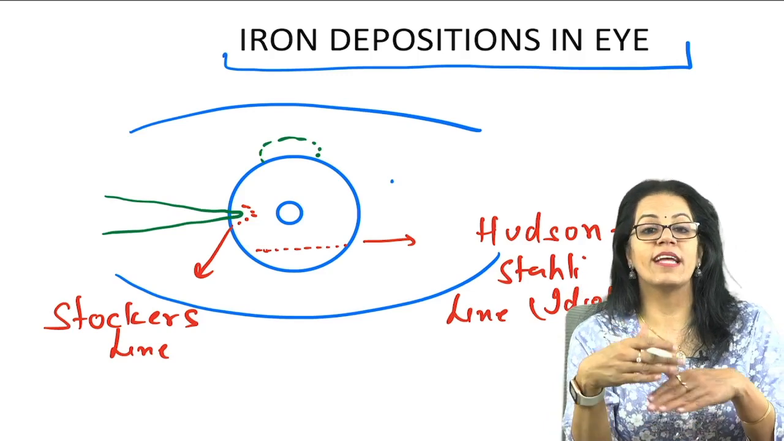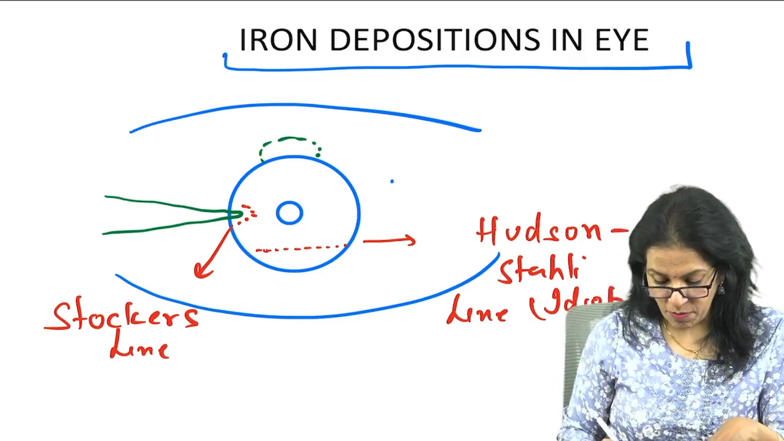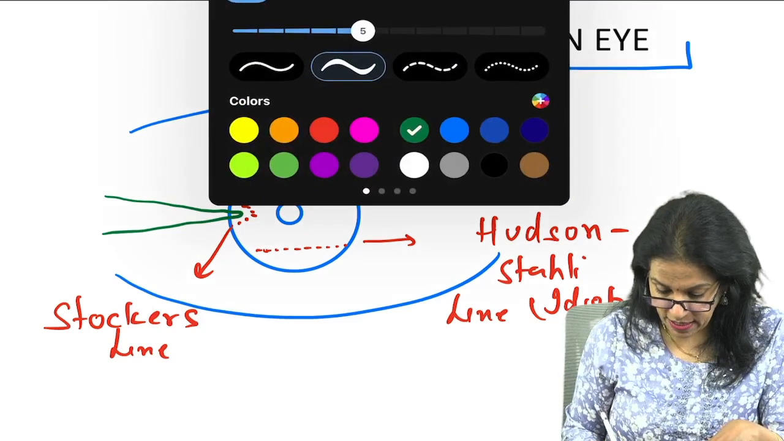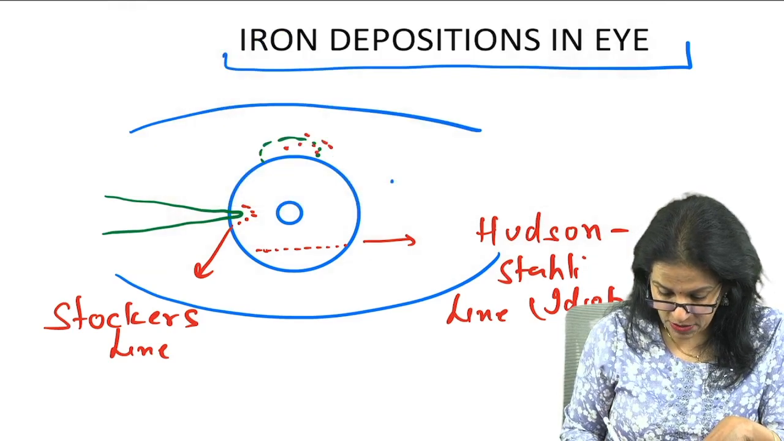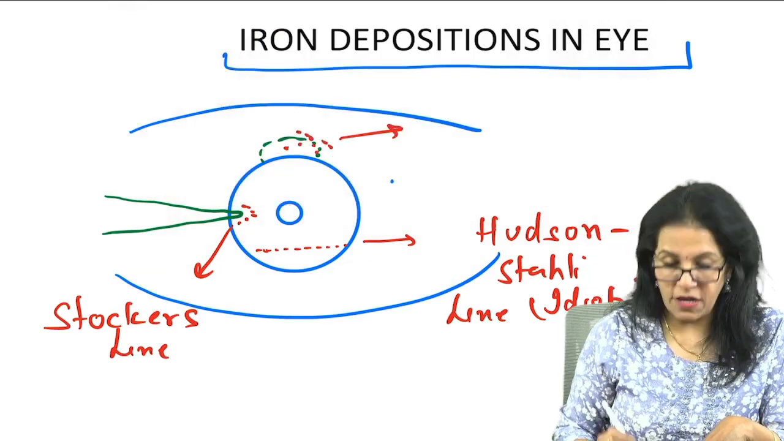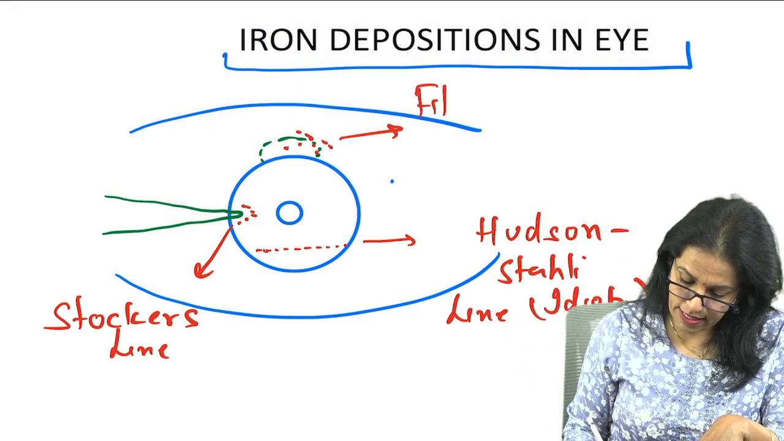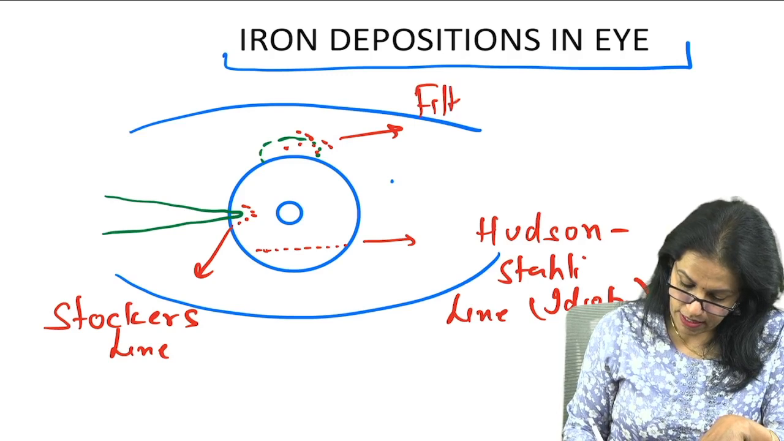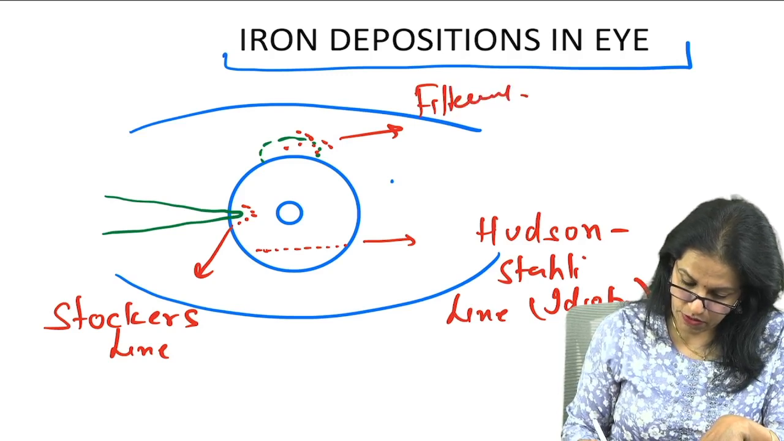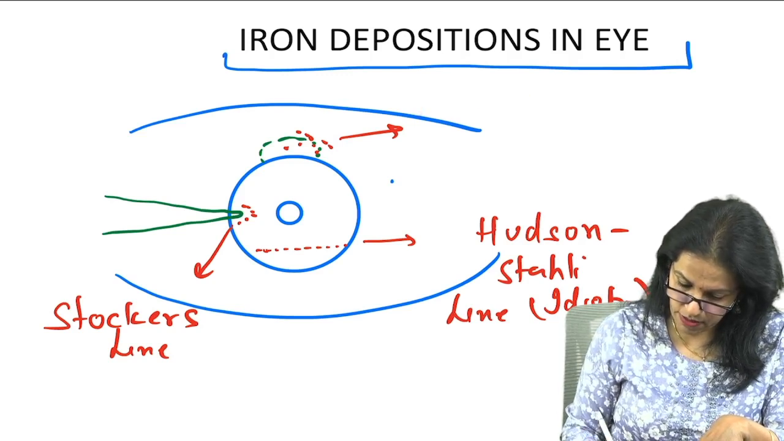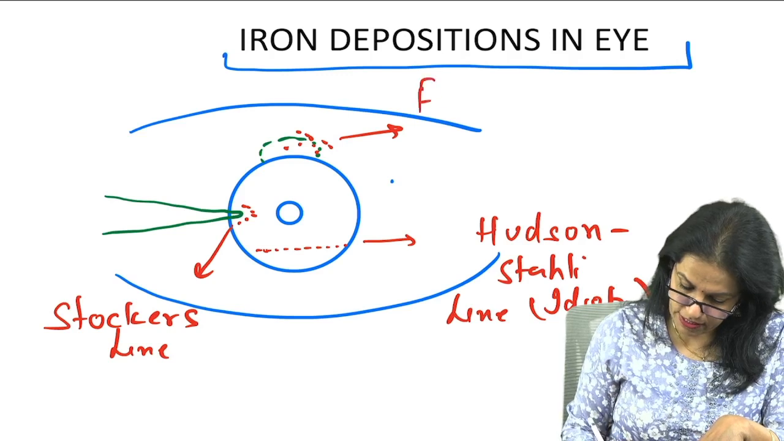So I'm explaining that. Around this bleb formation, when you get an iron deposition, what will we call it? We call it the filtering bleb, Ferry's line. Let's learn it like this. This is the filtering bleb we are showing. Oh, sorry, let me say the Ferry's line. Let's write it here. This one is called Ferry's line.